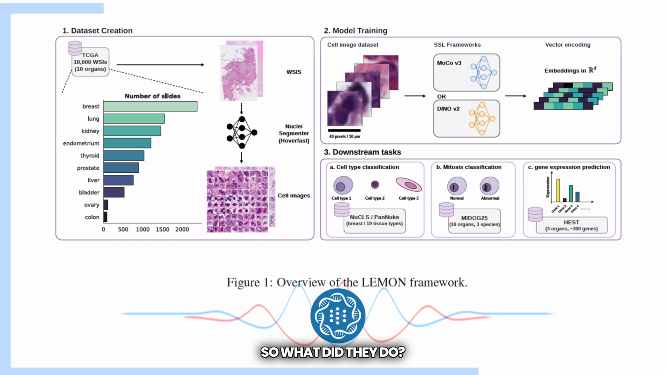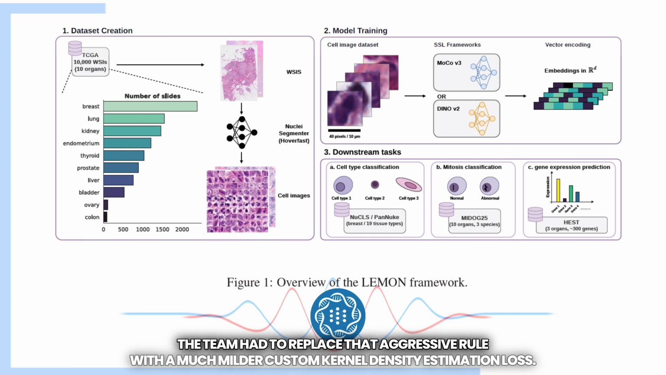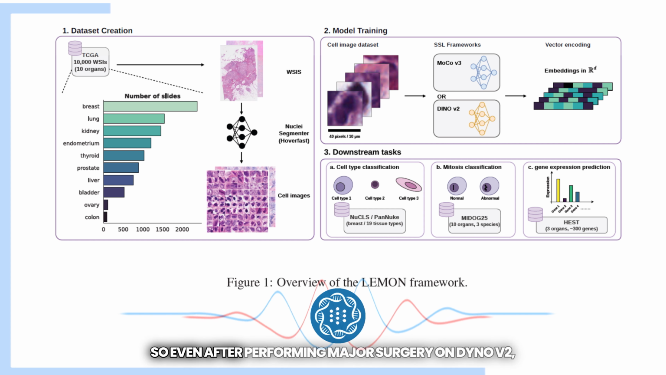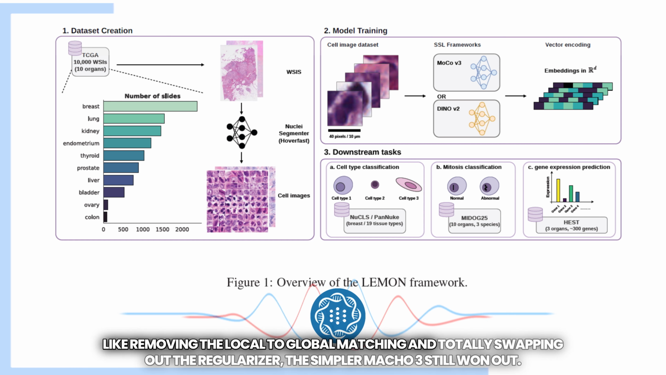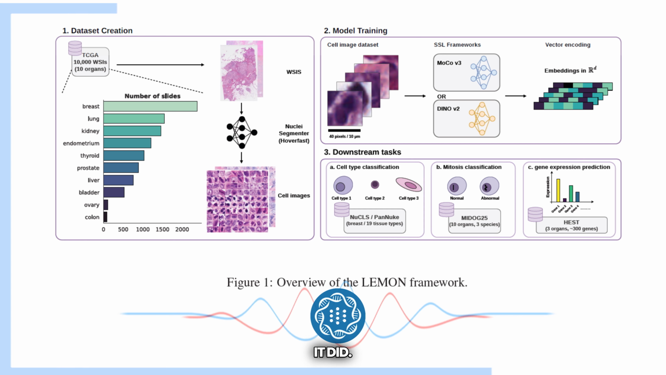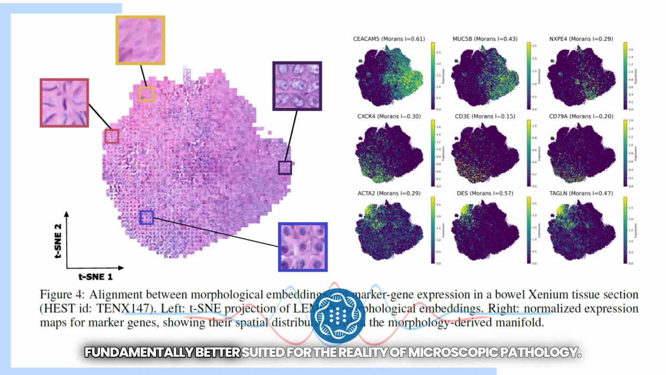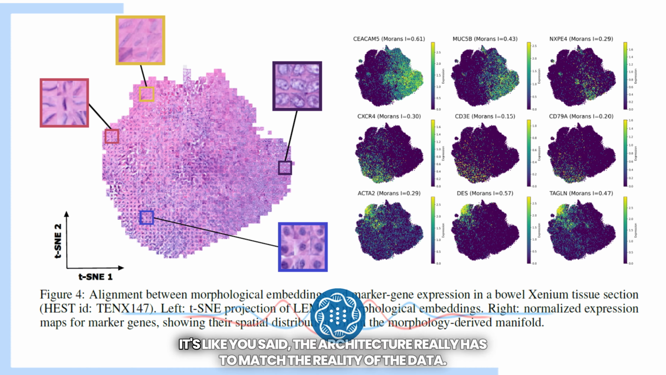Wow. So what did they do? The team had to replace that aggressive rule with a much milder, custom kernel density estimation loss. They call it a KDE-based loss. So even after performing major surgery on DINOv2, like removing the local-to-global matching and totally swapping out the regularizer, the simpler MoCoV3 still won out. It did. The global contrastive objective of just looking at the whole 40 by 40 patch and saying, pull this together, push that apart, was just fundamentally better suited for the reality of microscopic pathology. It's like you said, the architecture really has to match the reality of the data.